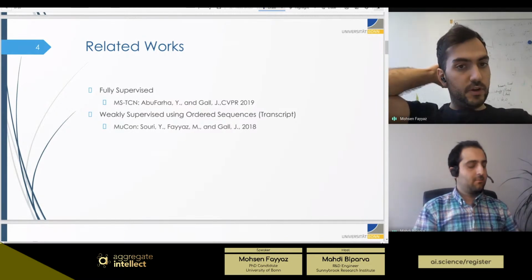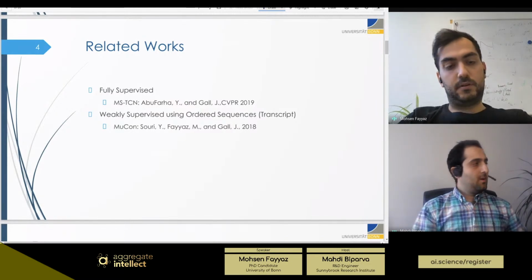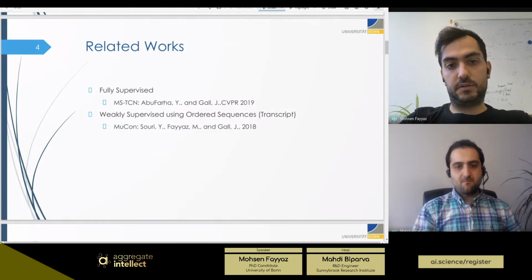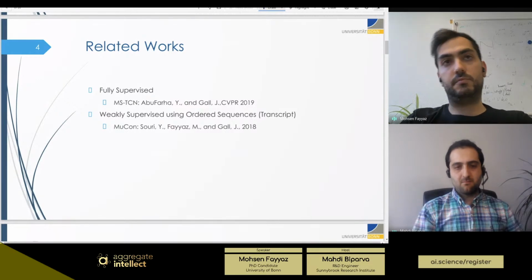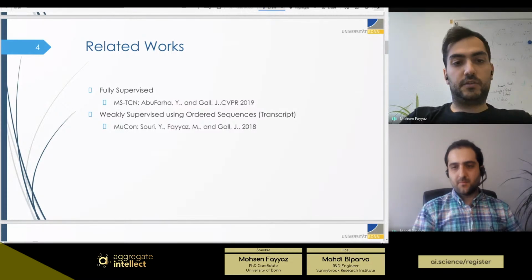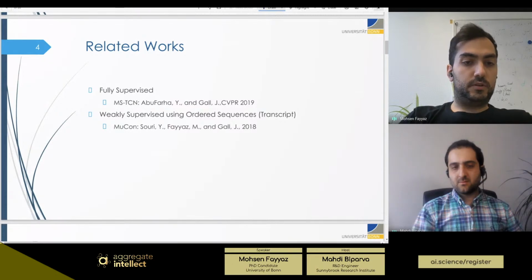For fully supervised video segmentation, there is a paper called MSTCN in CVPR 2019. That's also from our group. We will first go through this paper to see how people solve it if we have full supervision for the videos. And afterward, we will go for a paper which is using weak supervision.